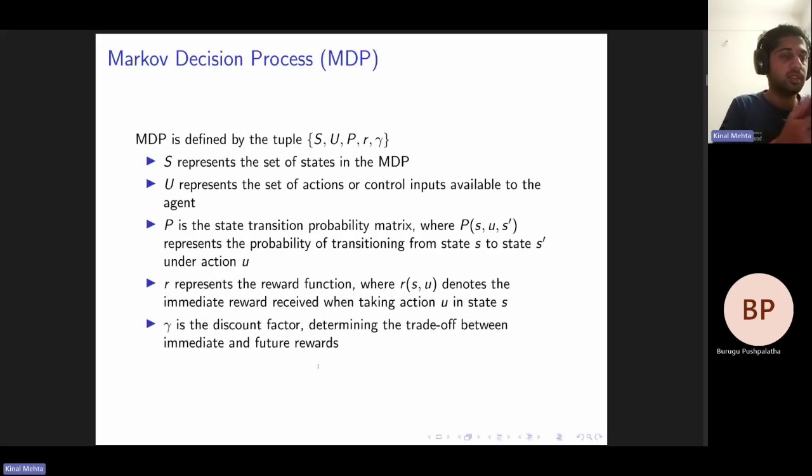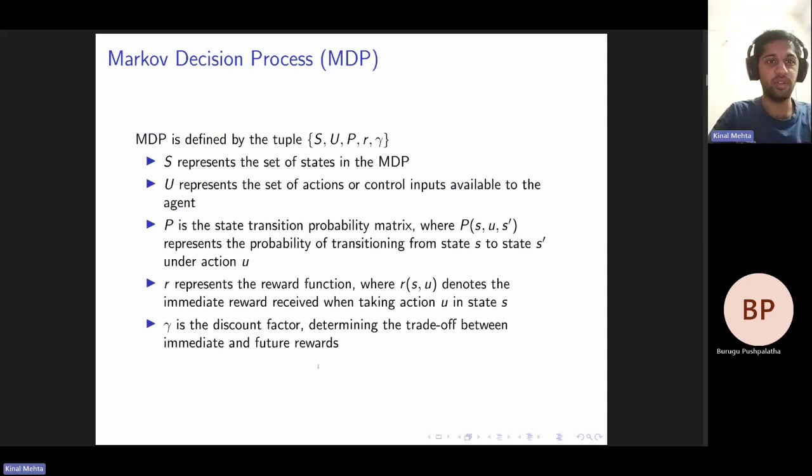So our problem is formulated as a Markov decision process, which is defined using this tuple. These variables are basically used to define the RL problem. S is the state space, that is, what are the possible states which the agent can visit in its decision process. U represents the set of actions or control inputs, basically all the possible actions the agent can take throughout its interaction with the environment. P is the state transition probability matrix, that is basically landing in some state S' given that it starts in state S and takes an action U. So this represents the transition probability.